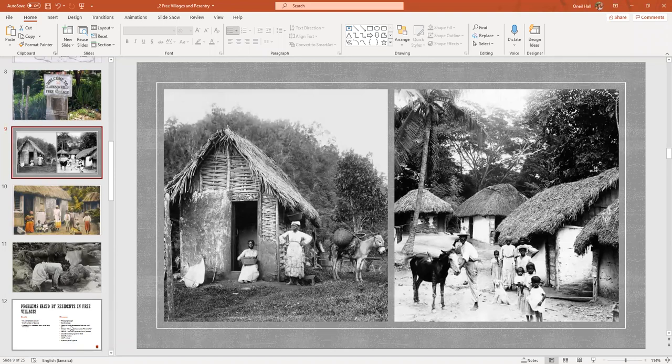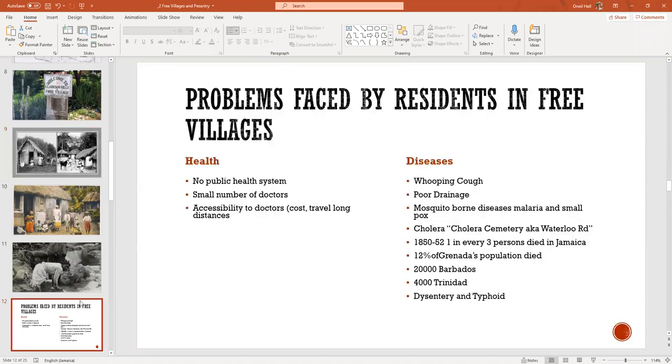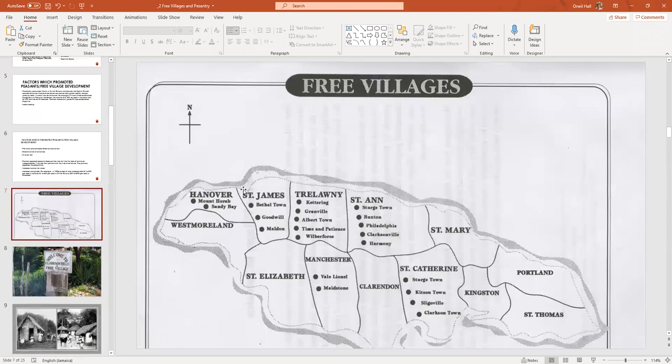But what are some of the issues? Let us give you some. One was health problems. One problem they faced in the free villages was that they had no public health system. Back in Jamaica, they had just one hospital, KPH in Kingston. One hospital. So everybody from Sandy Bay, Mount Horeb, Bethel Town and Search Town, if you're sick, had to come to Kingston to the hospital.